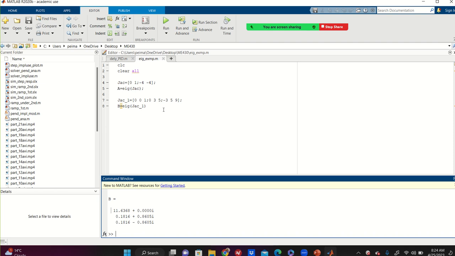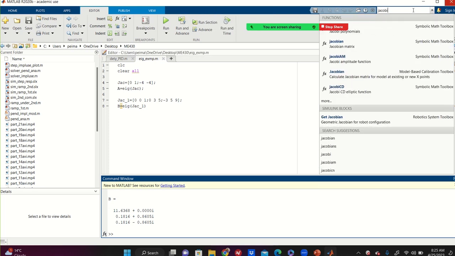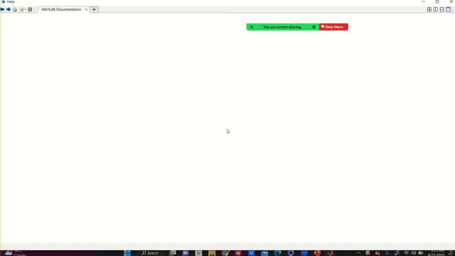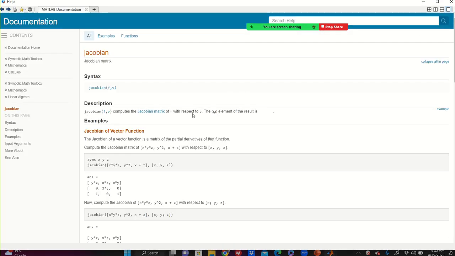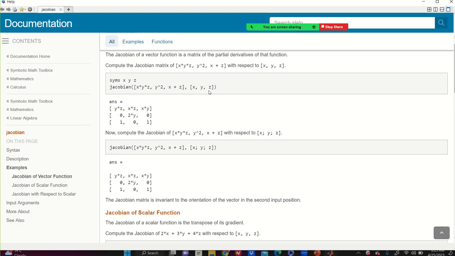Okay. So now there is a command, jacobian. Jacobian matrix. If you go to the help of MATLAB, because I'm going to teach you eventually. Okay, guys, look here. It says you have this. These are the vectors. This is your F1, F2, F3, and you have three state variables. You say syms this, and jacobian is going to give you that.